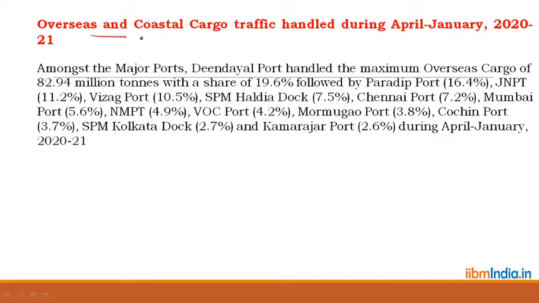Now, overseas and coastal cargo traffic handled during April-January 2021. Among the major ports, Deendayal Port handled the maximum overseas cargo of 82.94 million tons with a share of 19.6, followed by Paradip Port 16.4, JNPT 11.2, Visakhapatnam Port 10.5, SPM Haldia Dock 7.5%, Chennai Port 7.2, Mumbai Port 5.6, NMPT 4.9, PPC Port 4.2, Marmagao Port 3.8, Cochin Port 3.7, SPM Kolkata Docks 2.7, Kamarajar Port 2.6 during April-January 2021.